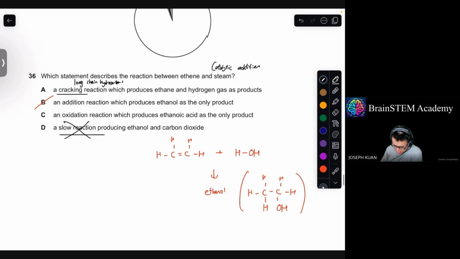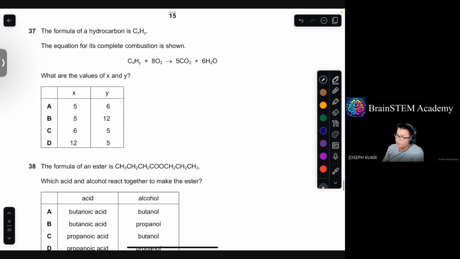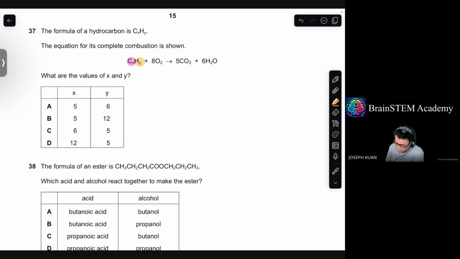Moving on to question 37. The formula of a hydrocarbon is CxHy. The equation for its complete combustion is shown. What are the values of x and y? So x refers to the number of carbon atoms and y refers to the number of hydrogen atoms. If you see, just look at the left-hand side.